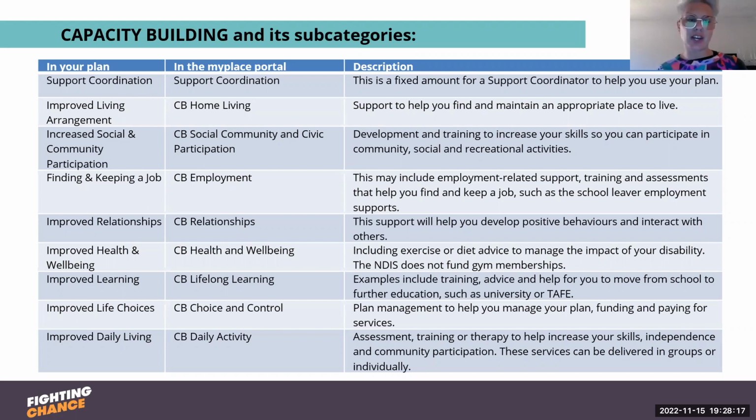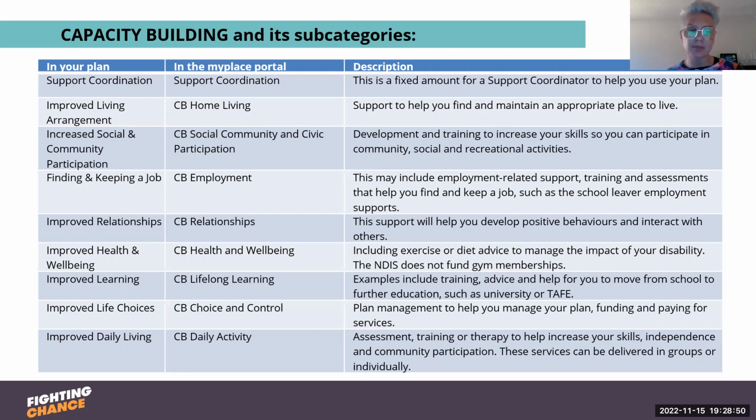The next category is finding and keeping a job. So this is where your SLES funding, if you have SLES in your plan, this is where you'll find it. SLES is school leaver employment support funding. Also, if you have funding in there for an ADE or an Australian Disability Enterprise, that will also be found in here. And you'll know it, and it is specific to that. So again, it will be a stated amount.